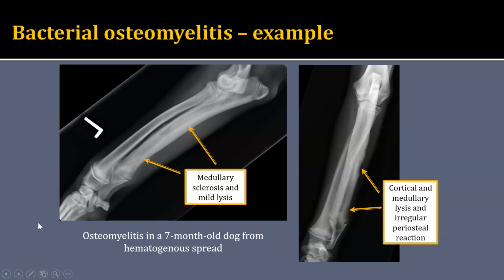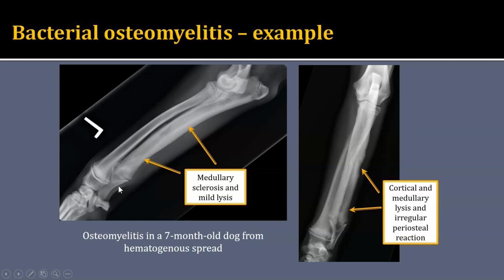Here are orthogonal views of the antebrachium of a 7-month-old dog who had hematogenous spread of bacterial infection. In this patient, it's affecting the ulna. When I look at the lateral view of the ulna, I can see some medullary sclerosis, as well as a solid periosteal reaction on the caudal cortex.